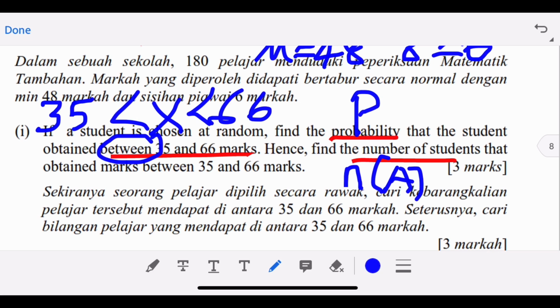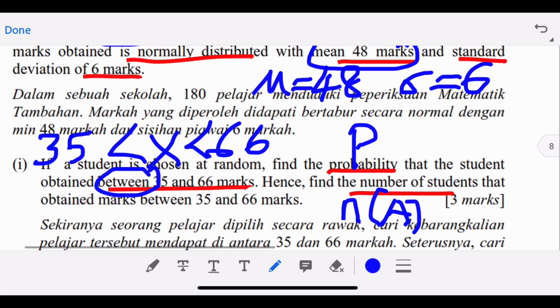Make sure you write the correct inequality. Inequality nowadays looks very important. So you have more than, you have less than, you have at least, which is more than or equal, you have at most, which is less than or equal, right? So make sure you think first before you write.